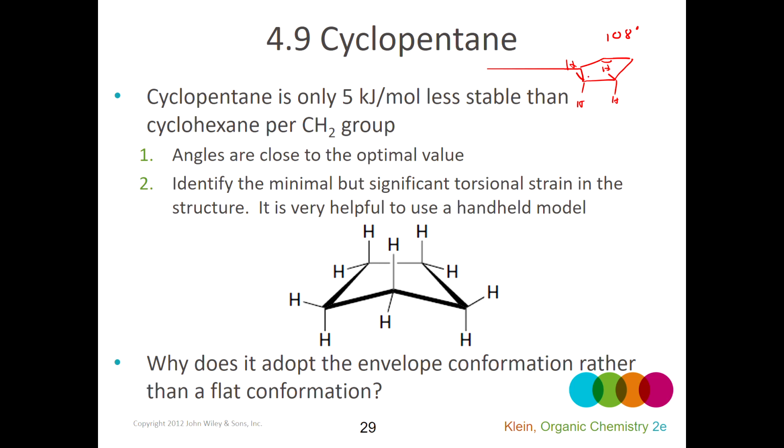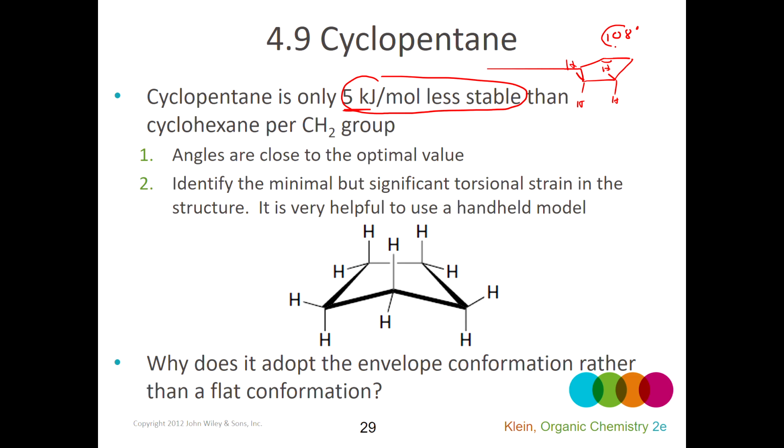So the more carbons I have, the more unstable that is, because every pair of hydrogens eclipsing all the way around the ring adds 4 more kilojoules per mole of instability to the structure. So the 5-membered ring is slightly less stable than the 6-membered ring, but it's not nearly as unstable as it would be if it were flat.